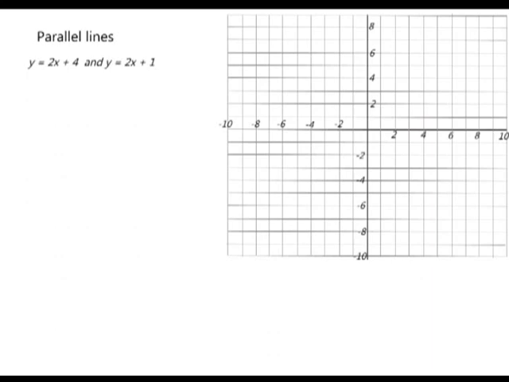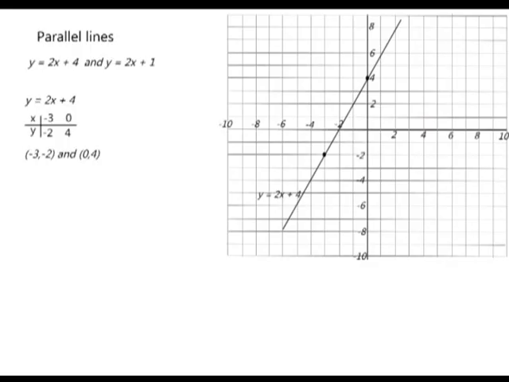So we look for any 2 points. For the first line, y is equal to 2x plus 4, we pick minus 3 and 0 for x and then calculate the corresponding values of y. So when x is minus 3, y will be minus 6 plus 4, that is minus 2. When x is 0, y will be equal to 4. And so we have the first 2 points, (minus 3, minus 2) and (0, 4). We plot those 2 points on the Cartesian plane and we have this line. And that line has the equation y is equal to 2x plus 4.